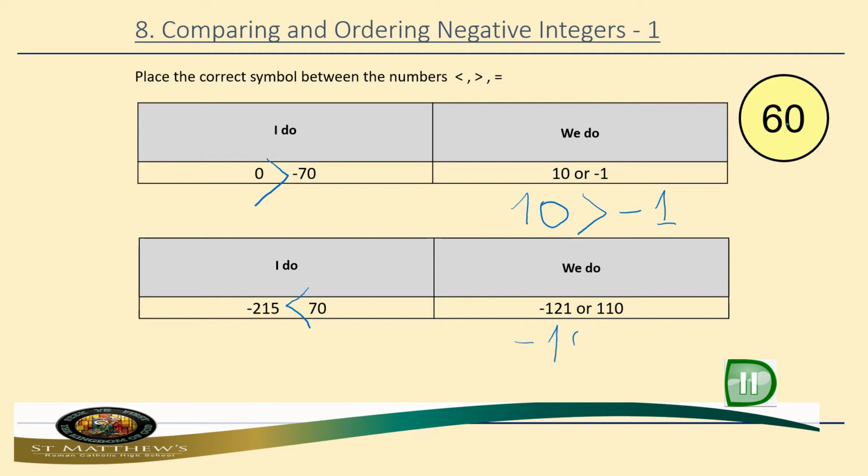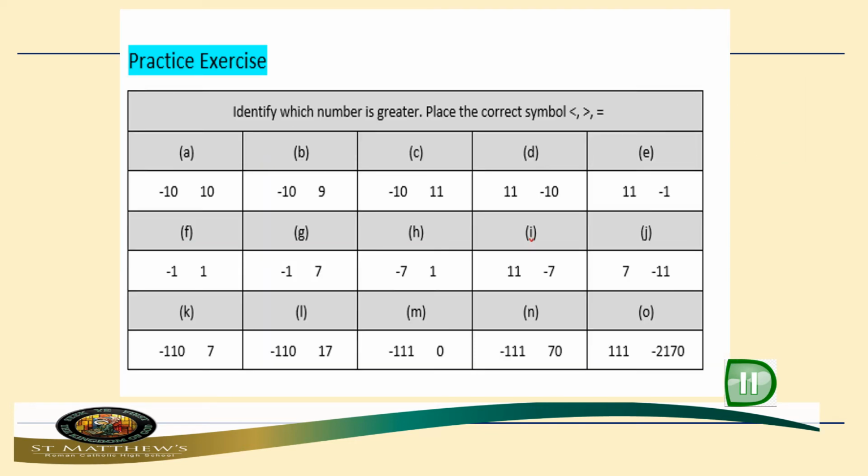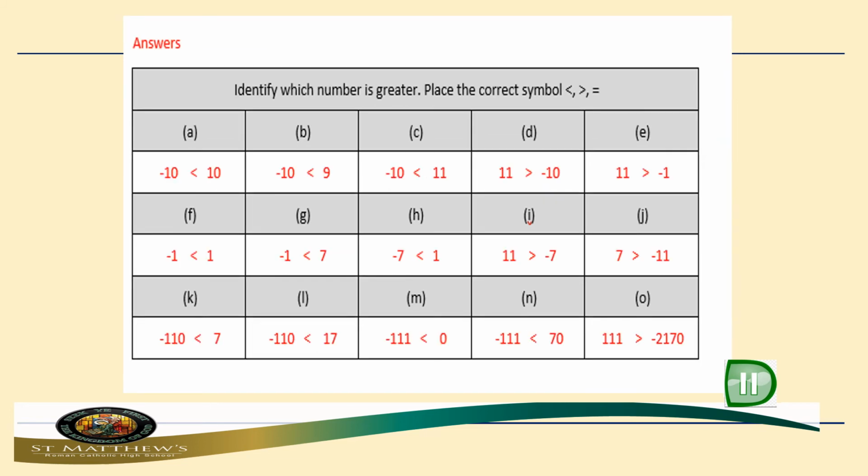Again, a negative number is smaller than the positive. So minus 121 is smaller than 110. Okay, so now pause the video and take about 5 minutes to do those questions in your books, and then you will self-mark it. So place the correct symbol. And here we've got the answers. Mark them with green pen. You should pause the video and take about 2 minutes to do it.